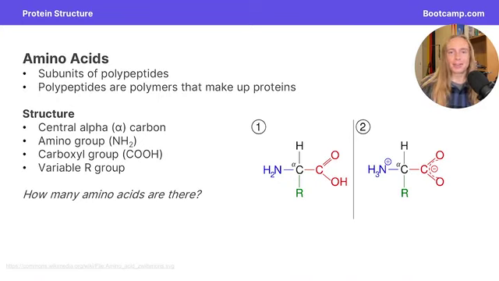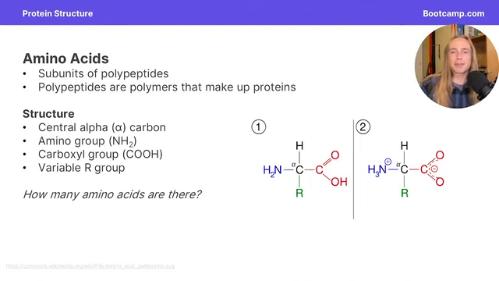All amino acids have the same general structure. They have an alpha carbon, which is the central carbon here. Attached to that, we have a hydrogen, we have an amino group, and we have a carboxyl group here. Along with that, we also have an R group attached. This R group is a variable group, meaning that multiple different things could make up this R group. The identity of this R group is going to determine the identity of the amino acid.